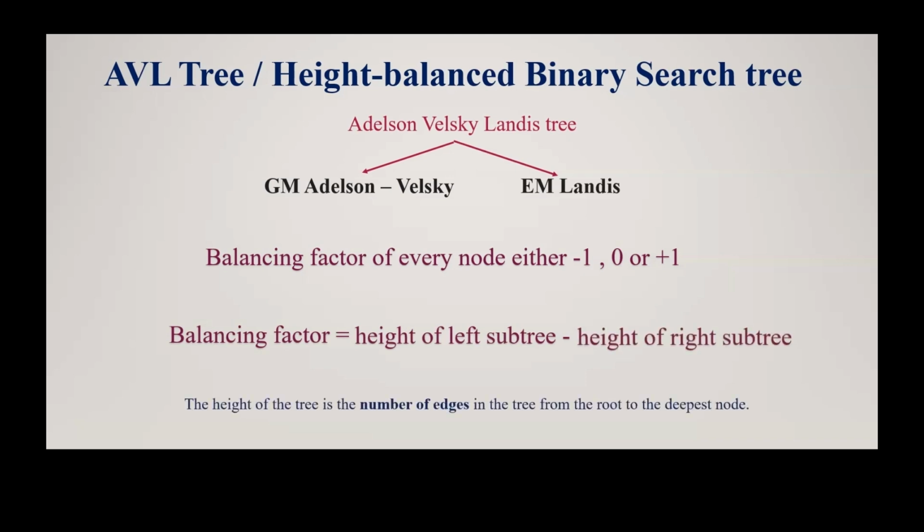Next question, what is height? The height of a tree is the number of edges from the root to the deepest node. But here we have to calculate the height of the left subtree minus the height of the right subtree. Whatever the value, it is called the balancing factor. So we concluded that a binary tree is said to be balanced, or an AVL tree, if the heights of the left subtree and right subtree differ by -1, 0 or +1. This is called an AVL tree.